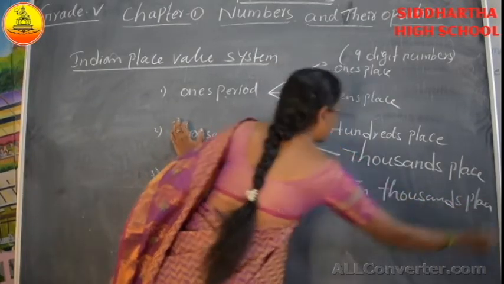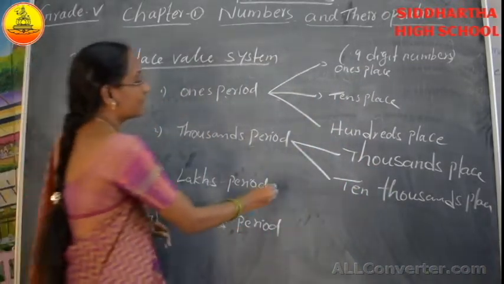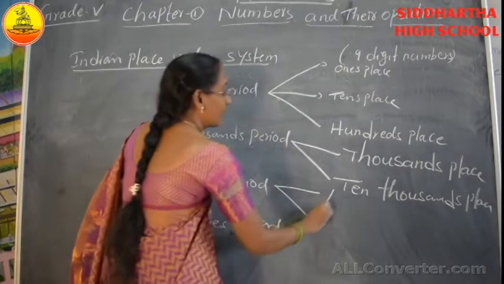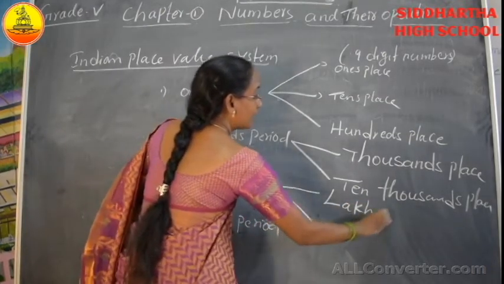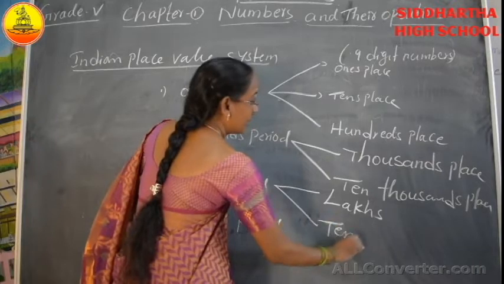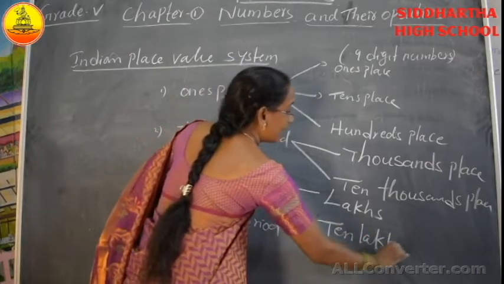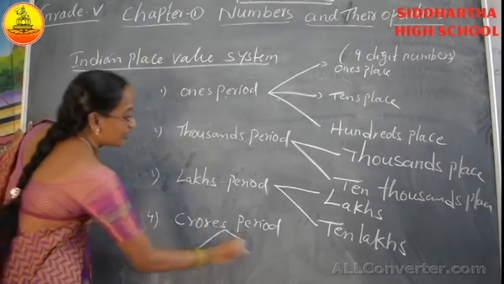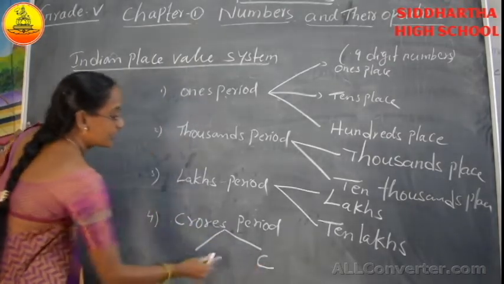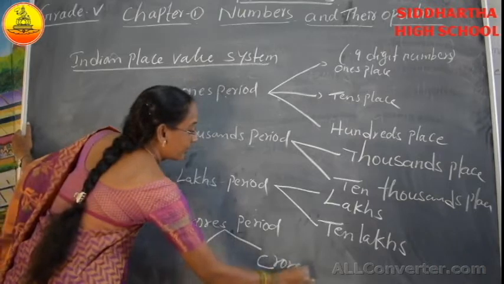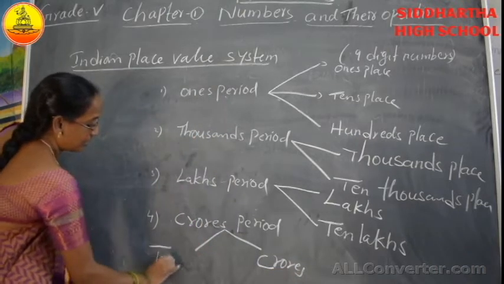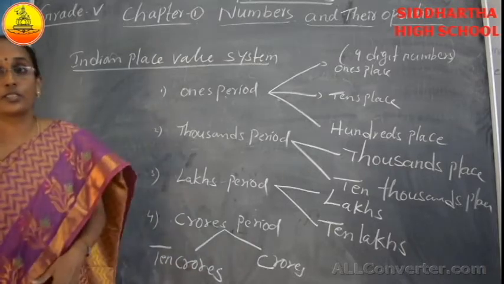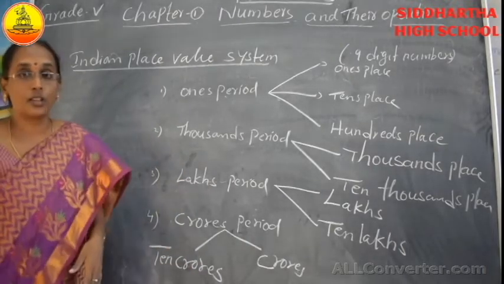Next, lakhs period is divided into 2 places: lakhs and 10 lakhs. Now, crores period is divided into crores and 10 crores. Okay, children.